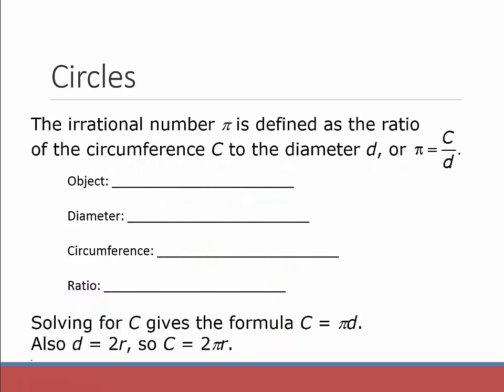The irrational number pi is very important with circles, and it's defined as the ratio of the circumference to the diameter, or pi equals c over d. I want you guys to prove this. So I want you to find an object somewhere in your house after you get done watching this, like a soda can. And I want you to find the diameter.